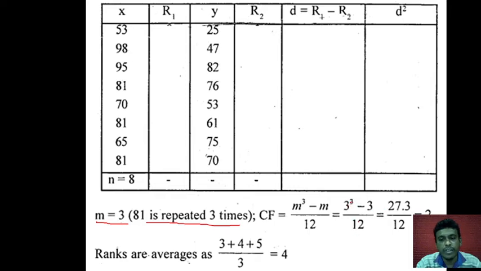3 cube is 3 into 3 into 3. That is 27 minus, sorry, this should be minus. 27 minus 3 divided by 12, that is nothing but 24 divided by 12, which is nothing but 2. Okay, 2.